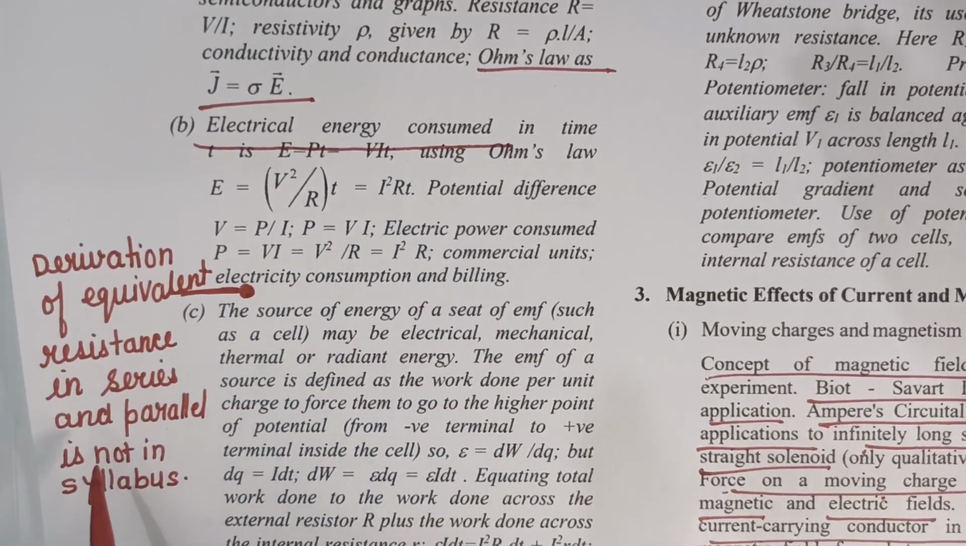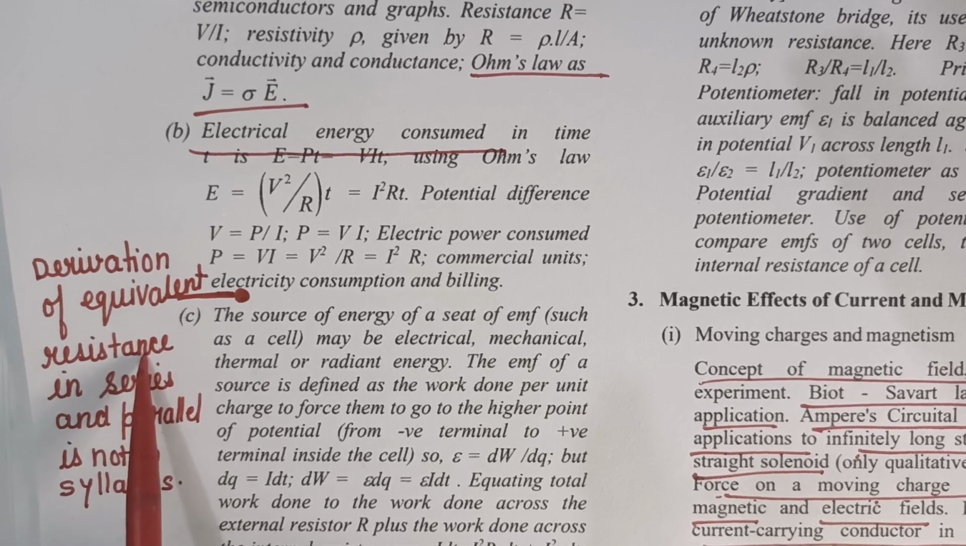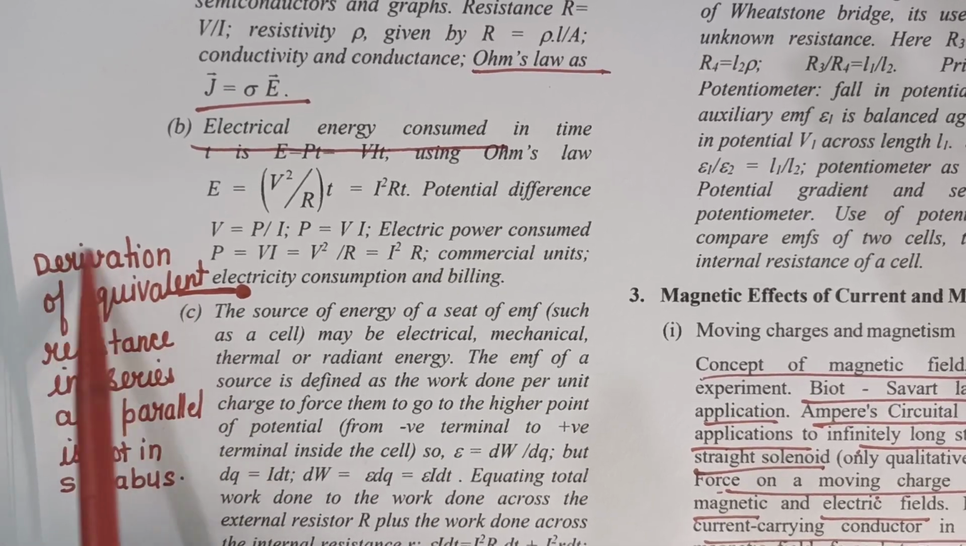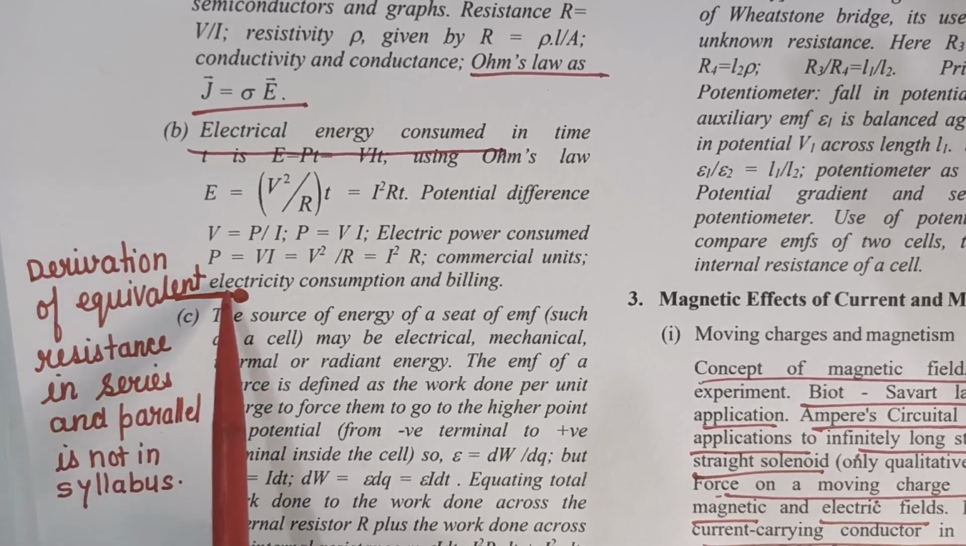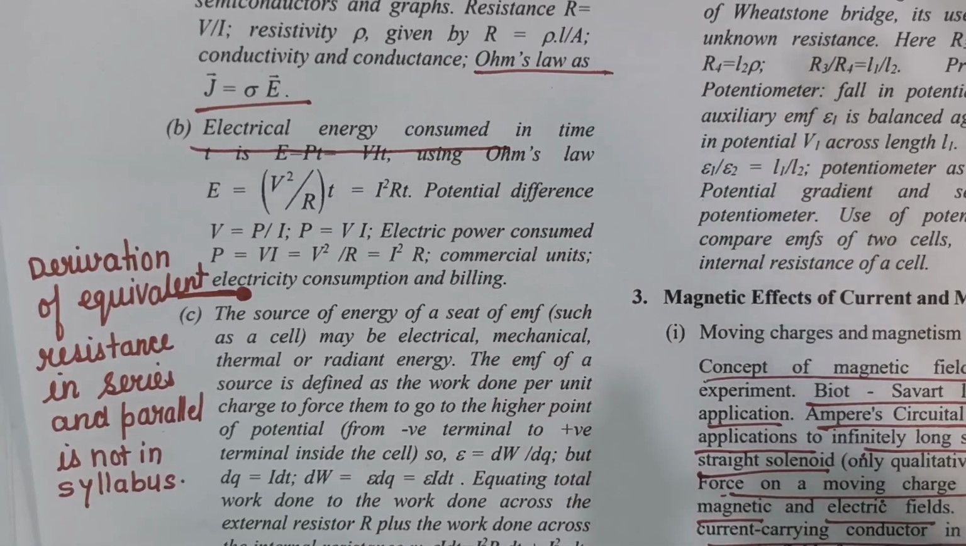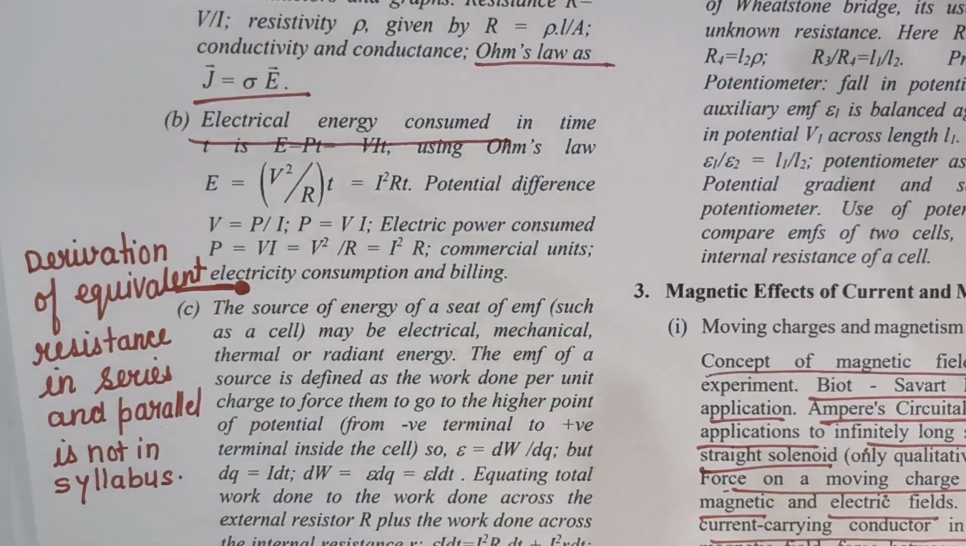Then the derivation of equivalent resistance when resistances are connected in series and parallel. The red ink content is not in the syllabus now. After that, the same explanation is in detail here. So we have already gone through it.